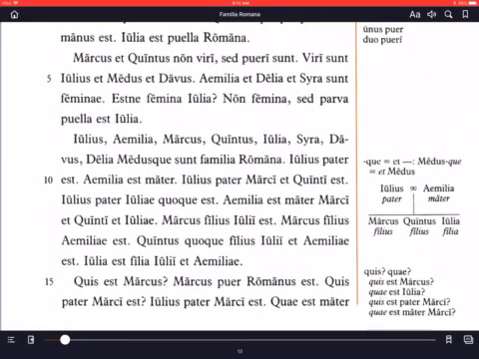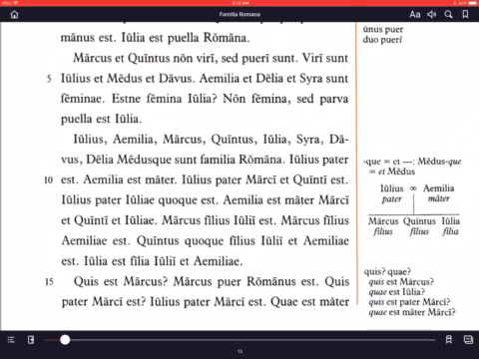Julius, Aemilia, Marcus, Quintus, Julia, Syra, Davus, Delia, Medusque sunt familia Romana. All of these people, Julius, Aemilia, Marcus, Quintus, Julia, Syra, Davus, Delia, and Medus, are a Roman family. Or the Roman family in this book. Remember, A and THE, there are no words for those in Latin, so you stick them in wherever they make sense to you. And that means there can be more than one way to translate something. You've got to figure out what makes best sense in context.